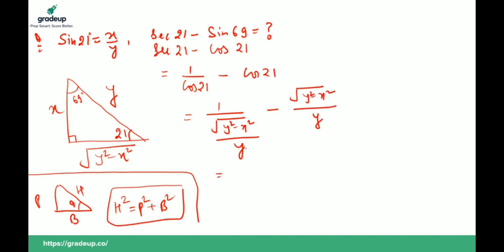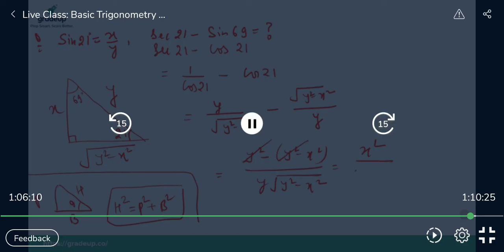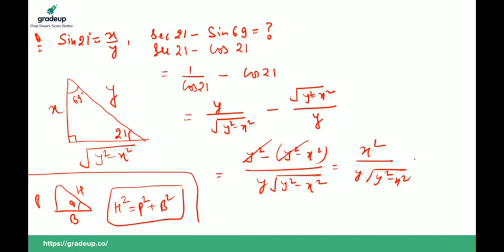So I can solve this. Now take the LCM of this. You will get y under root y square minus x square. So this will be y square minus (y square minus x square). This will cancel out with this. You are left with x square upon y under root y square minus x square. So this will be your final answer. I hope you got the point. So by using the triangle method, you can solve it very easily.